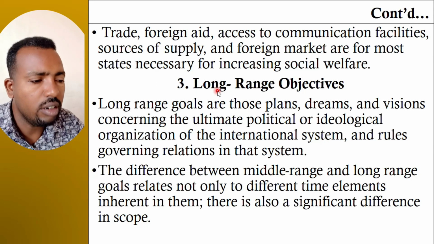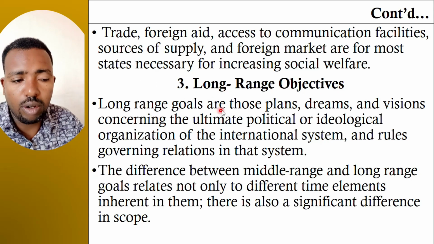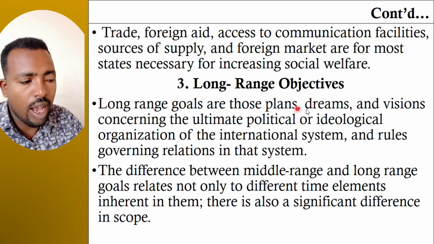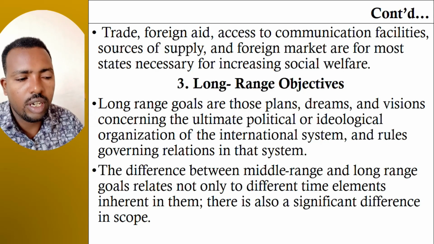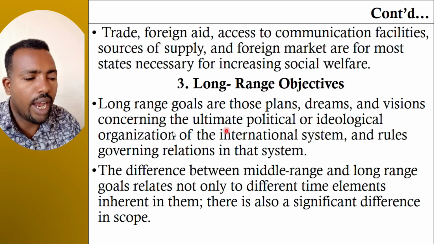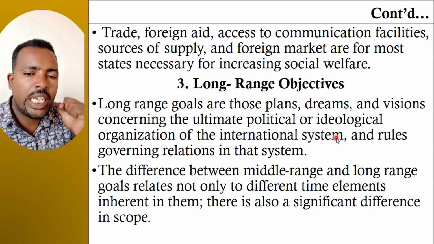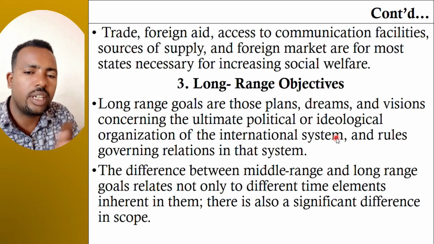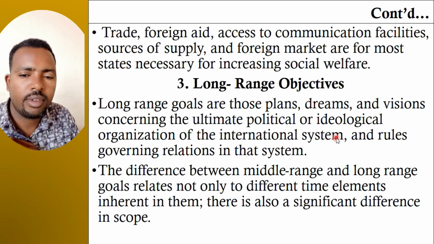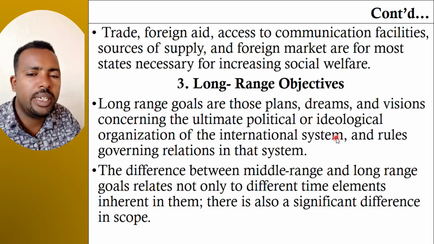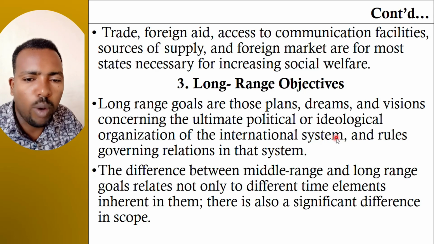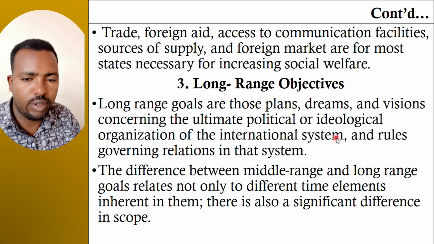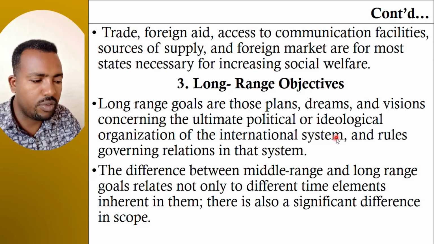The third are long-range objectives. Long-range objectives are goals, plans, dreams, and visions concerning the ultimate political or ideological organization of the international system and the rules governing relations in the system. It is very long in its time scope, and mostly these are visions and ambitions of the country. It may take several decades, maybe a century or half a century.